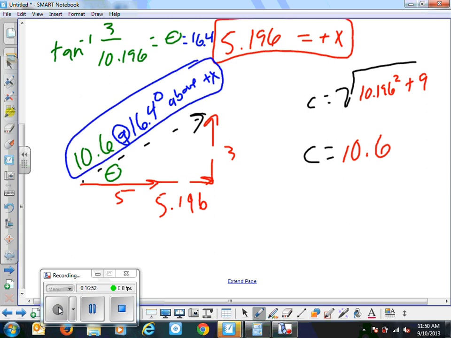Okay, are there any questions about vector addition or vectors 101? Okay, so just remember you have to turn everything into x's and y's, and we did addition for both of these, but there's a time when you're going to have to subtract some of your x's too if they're in the opposite direction.